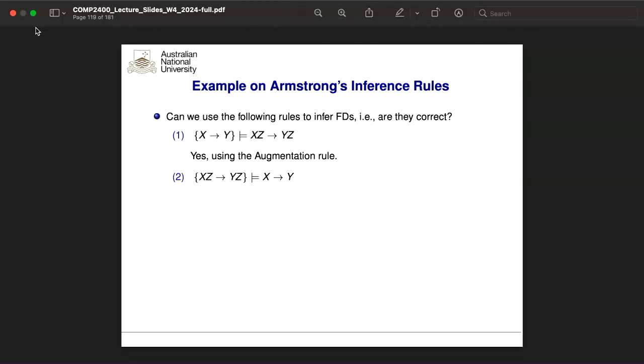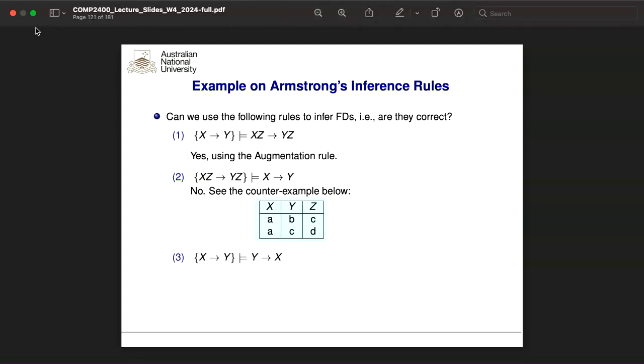Is this correct if we shift the things around? Not correct. So here is a counterexample. You can see here, if we have XZ, A and C together, determines B and C, but we cannot really, like those two tuples, we cannot really claim X determines Y. Okay, so this, we cannot reverse this rule.